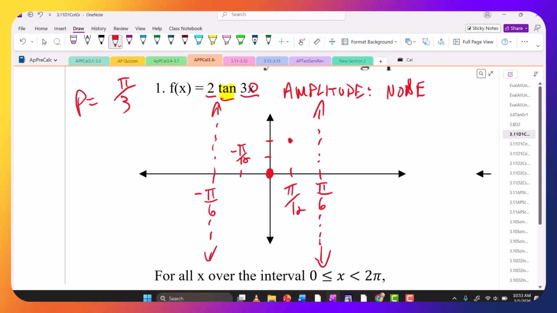Fine, I'll bore you. When I plug in pi over 12, 3 times pi over 12 is pi over 4. Tan of pi over 4 is 1. But what's 1 times 2? Input, output. I just did it. And then negative pi over 12 gives me that negative pi over 4 in this position. Tan of negative pi over 4 is negative 1 times 2. That's why we get negative 2 here. So A is a stretch factor.